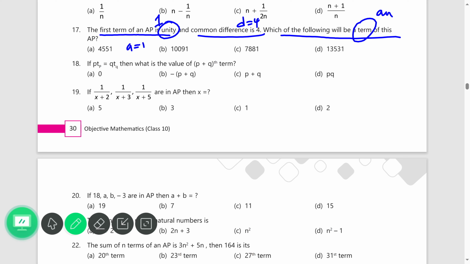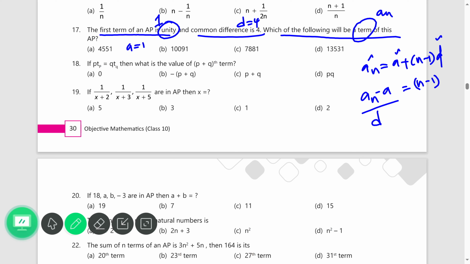If you take a_n, what will happen? a_n equals a plus (n minus 1) into d. Here a_n is the option, a is given, d is given. Then a_n, when you send a to the opposite side, minus a equals (n minus 1) into d. Into d, when you send it opposite, divide. So from a_n we have to subtract a, then divide by the common difference. If it is divisible exactly, yes, it is a term of the AP. If not divisible exactly, no, it is not a term of the AP. Simple. Do you understand what I am telling?